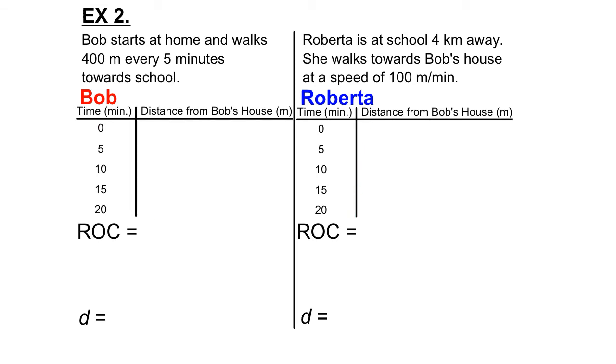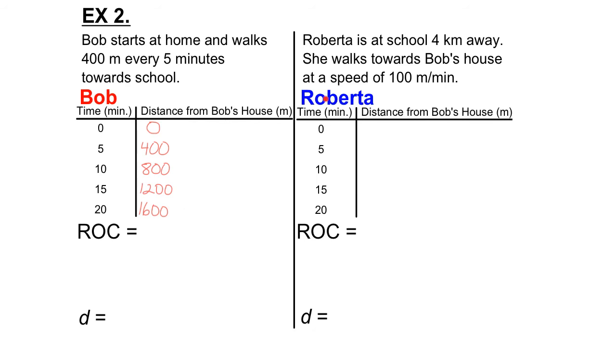Okay? So let's start with Bob. He starts at home. So if he's starting, what's his distance from his house? Well, he's at home, so his distance from his home is 0. But he's walking 400 meters every 5 minutes. So 5 minutes later, what's his distance from home? Well, he's walking 400 meters every 5 minutes. So every 5 minutes, we're going to add 400 meters to his distance. So this should be your table of values for Bob.